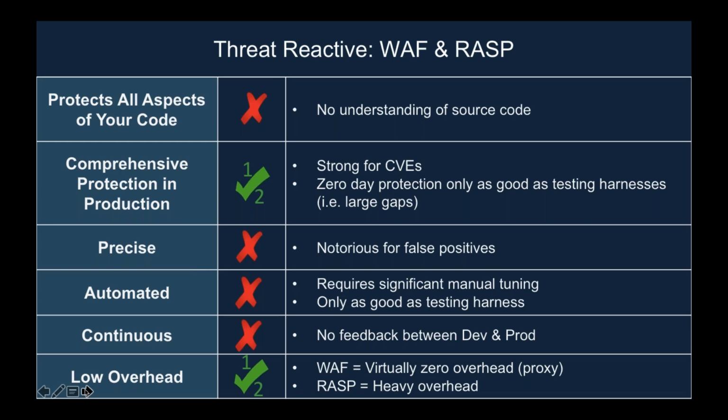WAF basically doesn't add much overhead to your application, but RASP, because of the way it works and the way it instruments your application, adds significant overhead. And that's one of the things that Gartner has highlighted in their recent papers: the reason RASP is not taking off is because of the significant overhead that it adds to an application, and because of the insertion complexity associated with it.